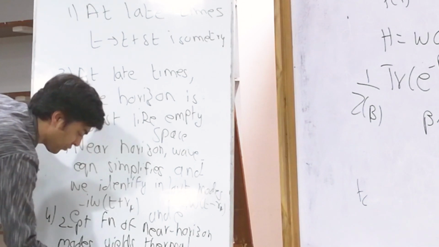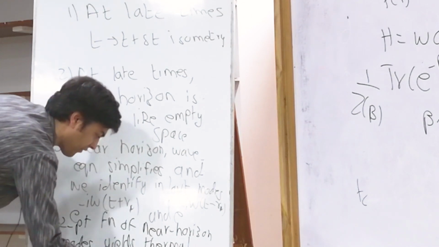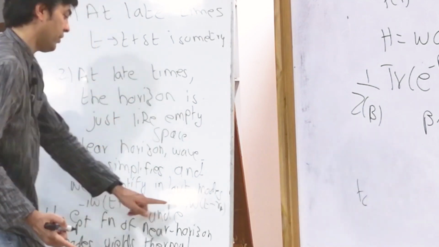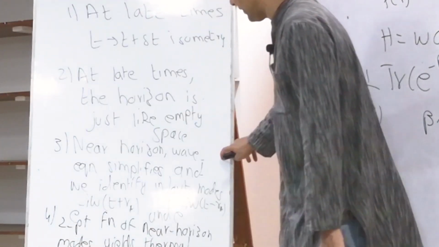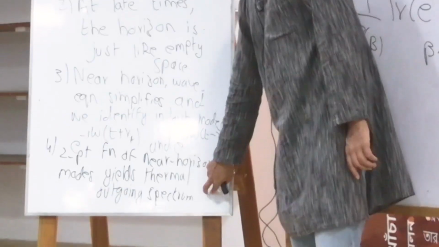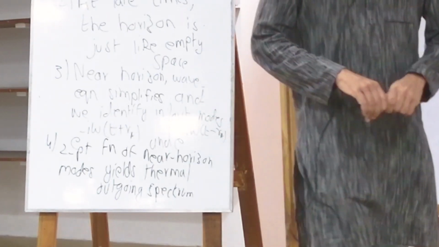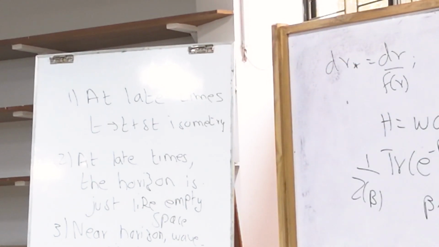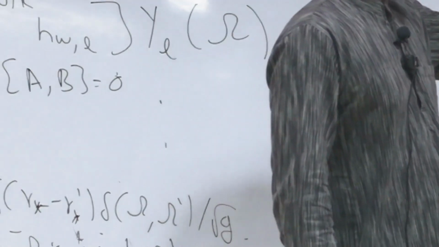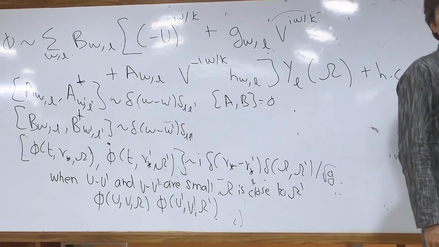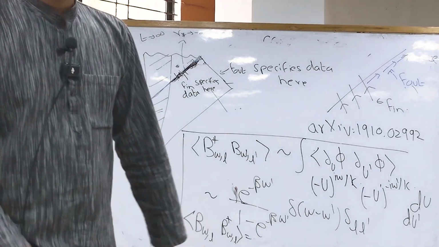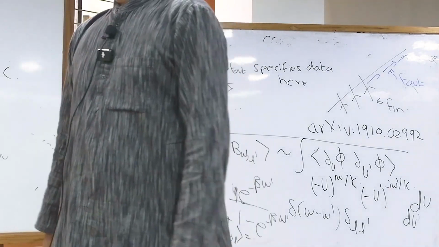So what I've written here, for those of you who can't see, I'm just going to read it out so you can write it down. I said that the 2-point function of these near horizon modes that we explained in point 3 yields a thermal outgoing spectrum. Okay. So the point was not that the near horizon 2-point function has this thermal nature. That is true about any light ray. It's the fact that these near horizon modes also have a global significance in the black hole.